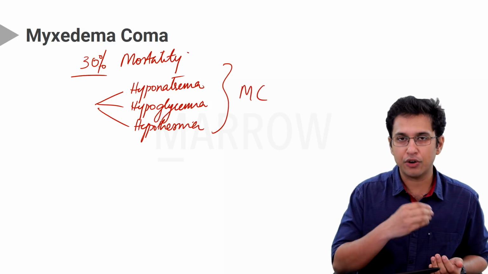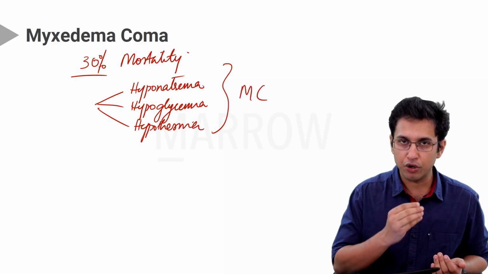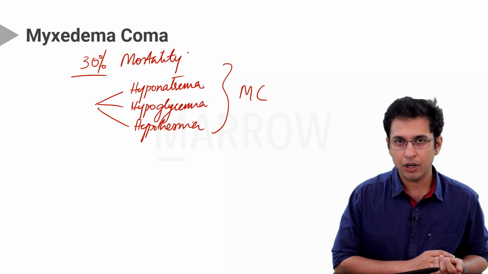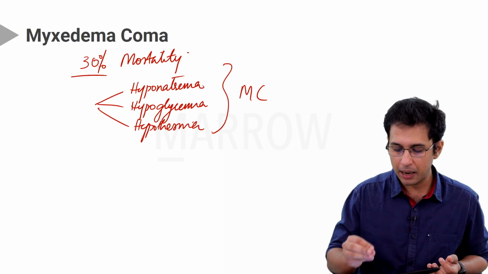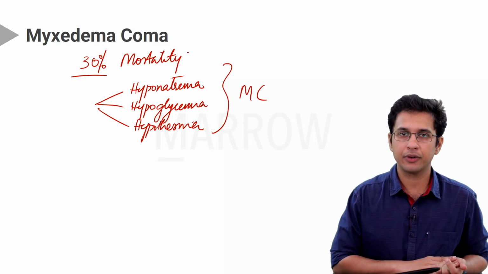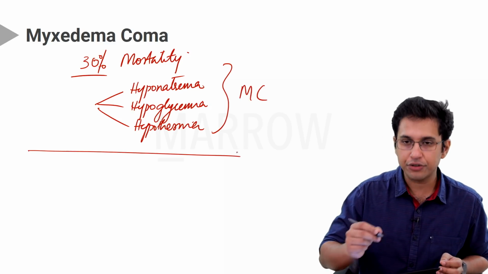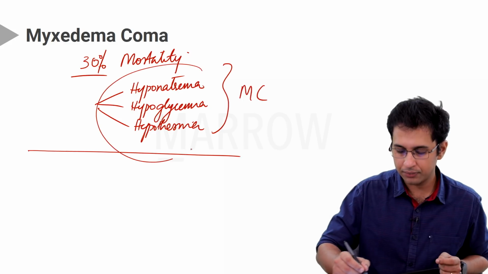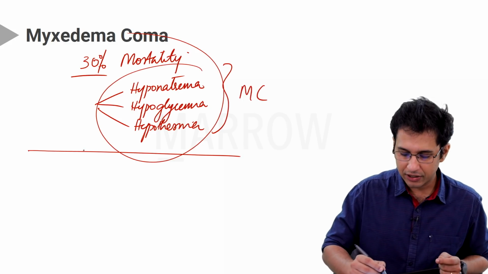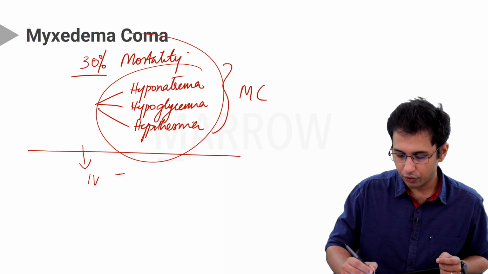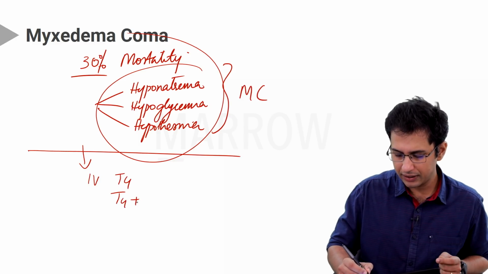The patient, usually a non-compliant known case of hypothyroidism, presenting with a stressful factor like sepsis, goes into sudden hyponatremia, hypoglycemia, hypothermia, right? The patient is sick and is in the ICU. How do you treat? You treat all of this. And you actually give IV T4 or a mix of T4 and T3.